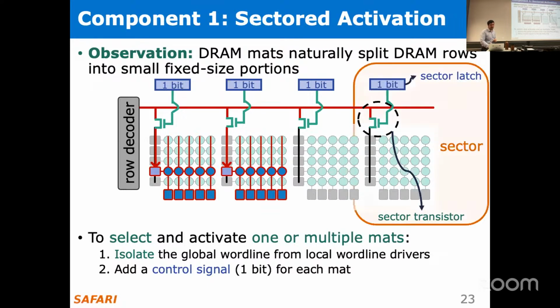And by doing so, we transform what we used to call a mat into now what we call a sector, each of which can be individually activated. So a sector is actually a mat, but you have control over it so that you can activate one sector. It's just trying to distinguish between what already exists in today's DRAM chips and what sector DRAM proposes to add.